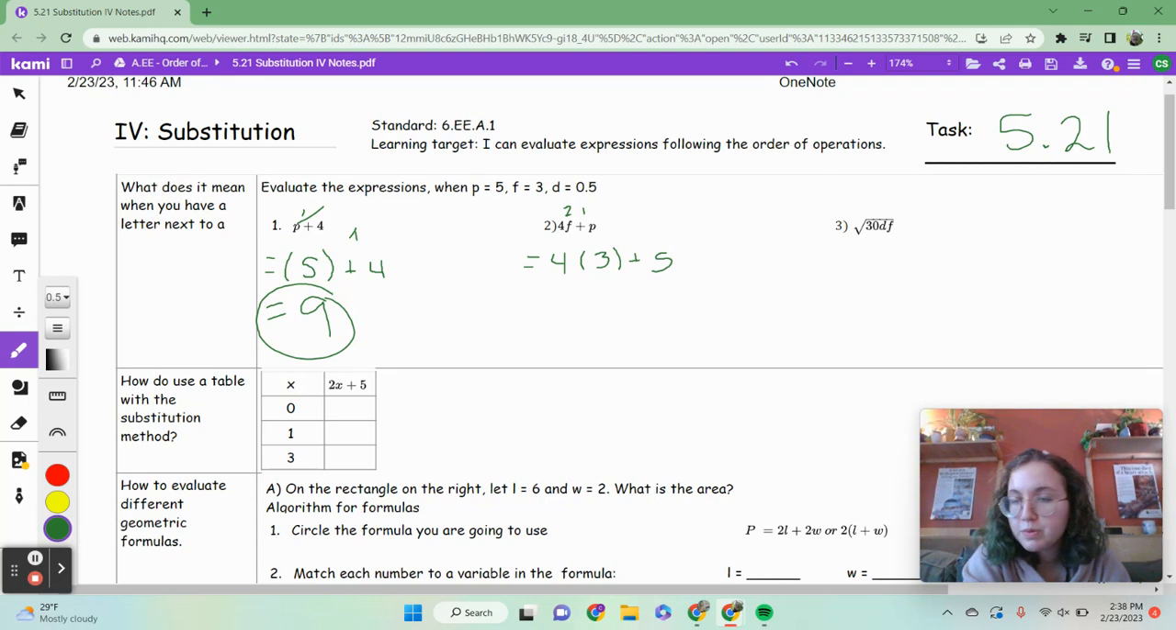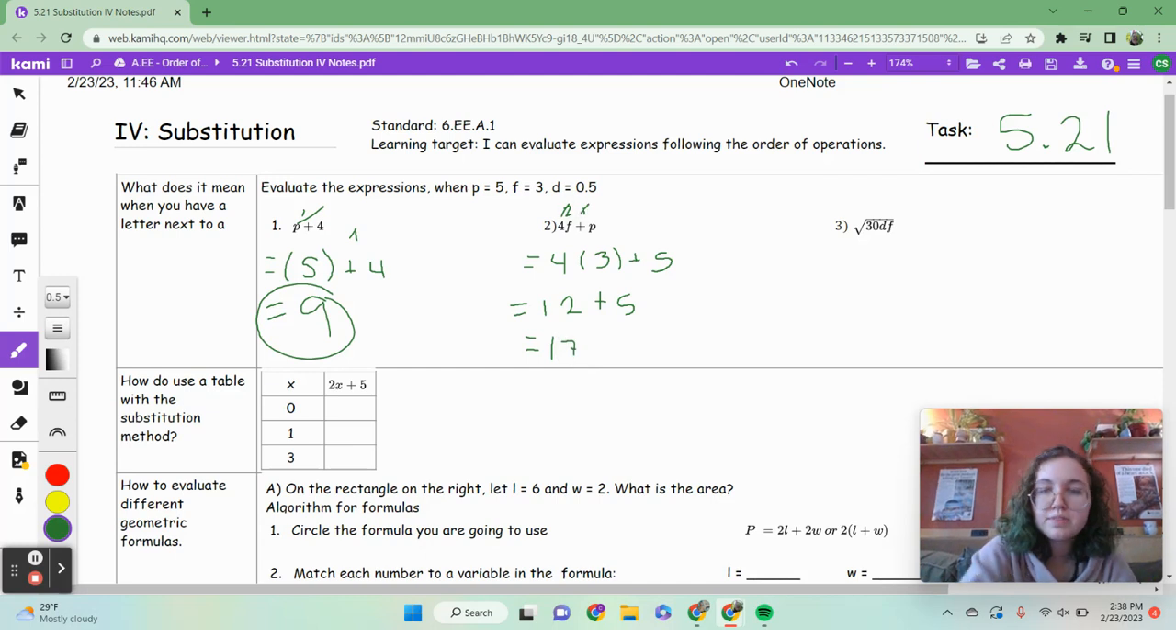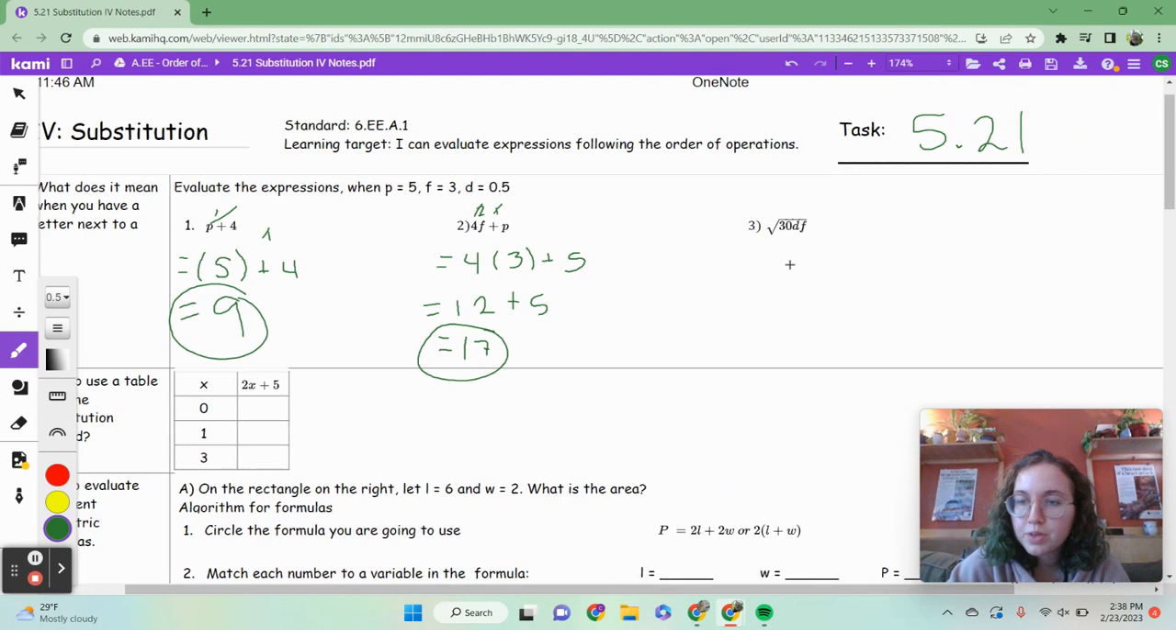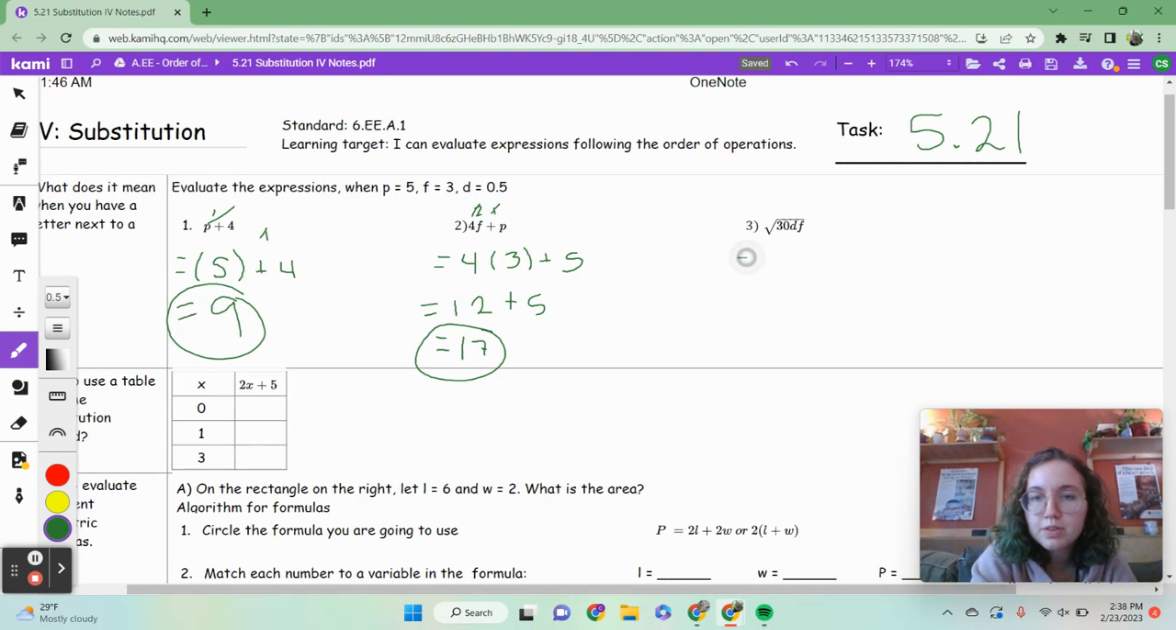So remember, when we don't have any operation between a number and parentheses, that means we have multiplication. So this is 4 times 3. That gives me 12. That is my level 2 gone. And then plus 5. So that's 17. That's my level 1 gone. Circling our answer.